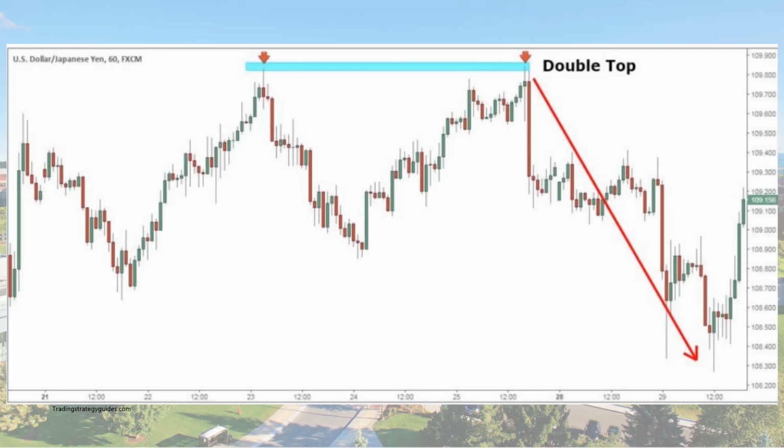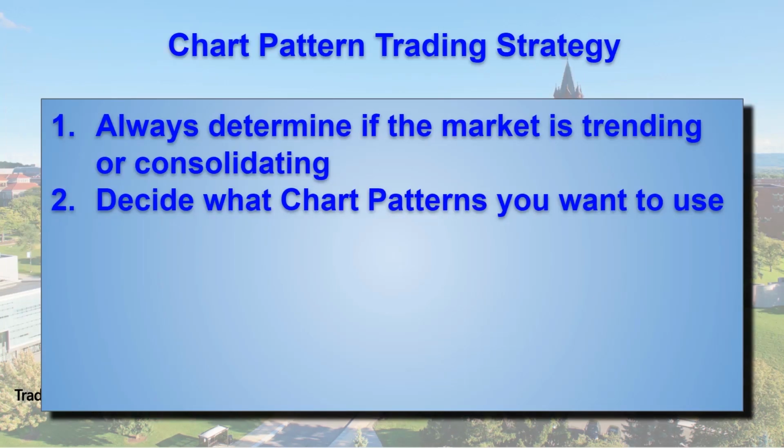The context in which you find these patterns is important. You must determine whether the market is trending or consolidating because certain patterns are totally meaningless if they are out of their context. And that's why this first rule is important. Be sure you understand the context of the pattern you're looking at. Step 2, decide what chart patterns you want to use. Do you like to trade reversal patterns, or are you more comfortable trading continuation chart patterns?